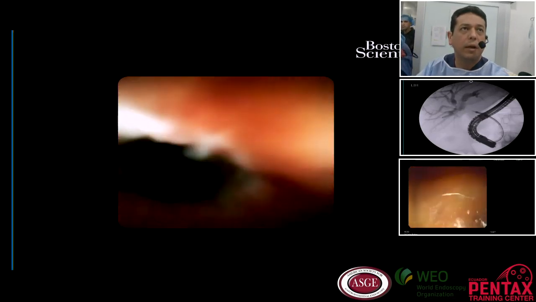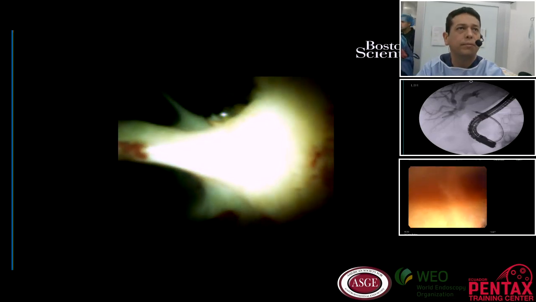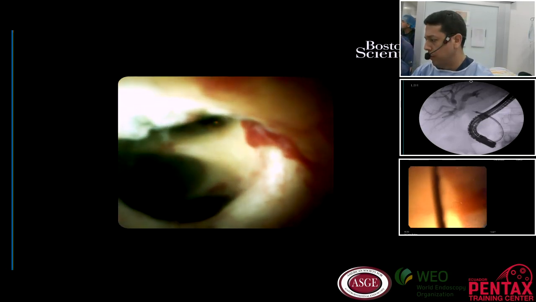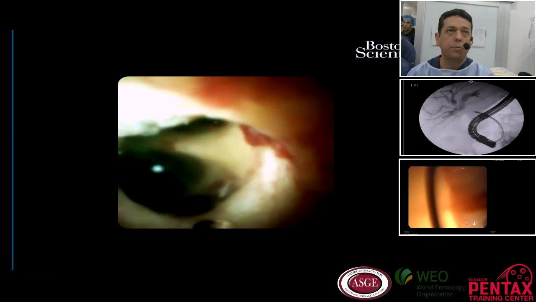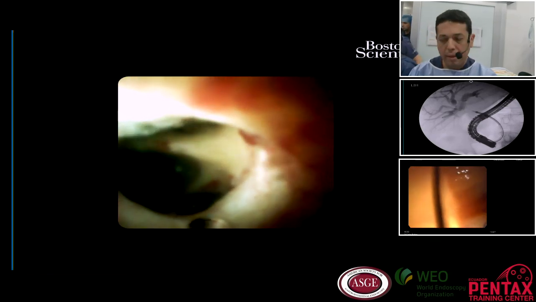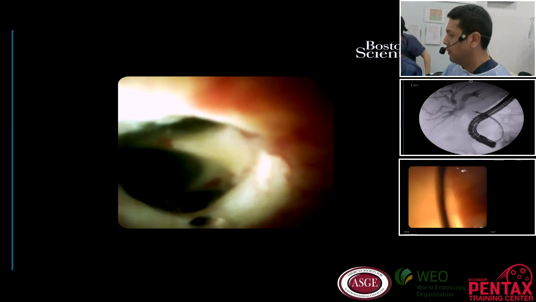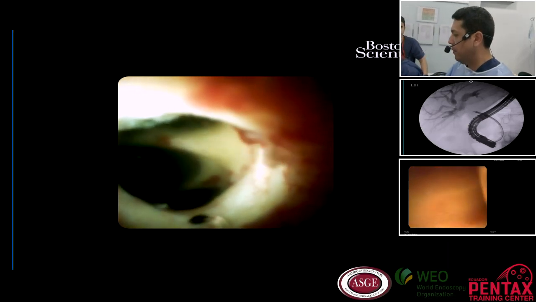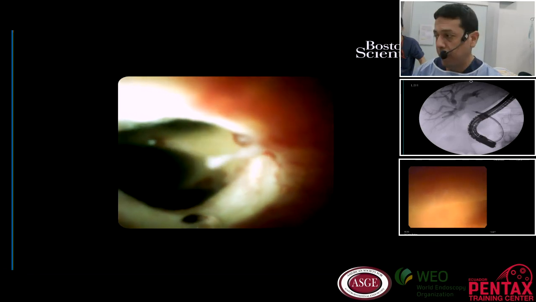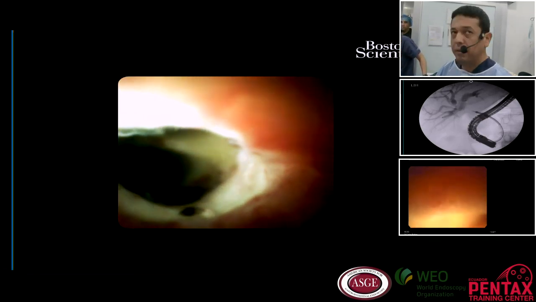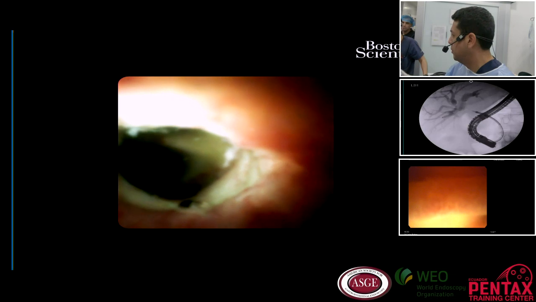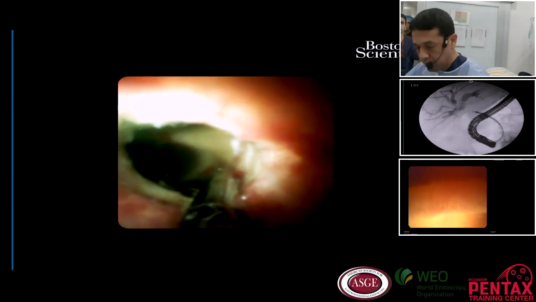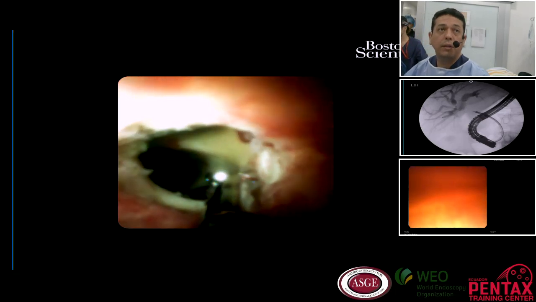So now I am again at the level of the bifurcation, the confluence. I will take one biopsy more. And then I will pass my guide wire. I will inject also contrast, and then I will start my radio frequency, and finally I will put two plastic stents, one in each bile duct. Okay.